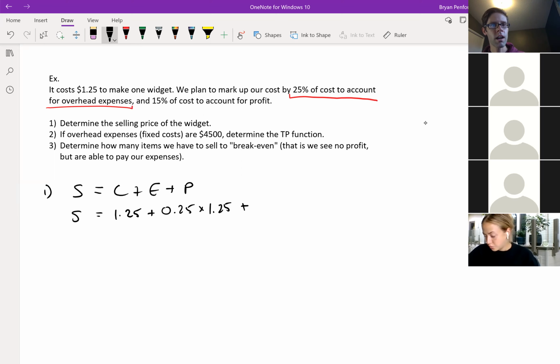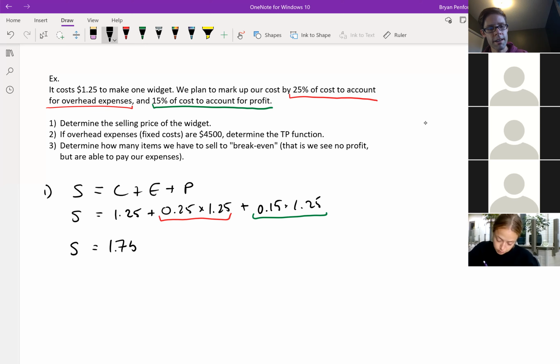And we have one other markup. So let's see, that's going to be a red markup. And then we have our markup to account for profit as well, and I'll underline that in green. So we're going to mark up one more time 15% of the cost price to account for profit. So 0.15 of our cost price. So that is in green. And I do believe that we do get $1.75 even as the selling price.